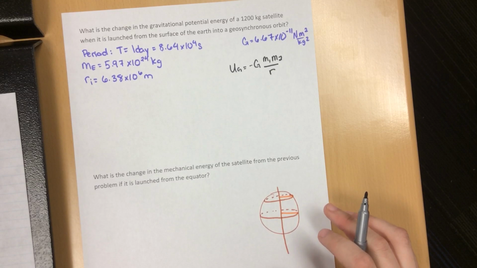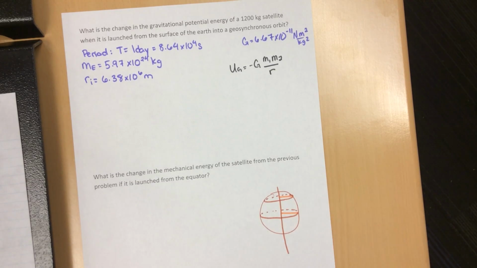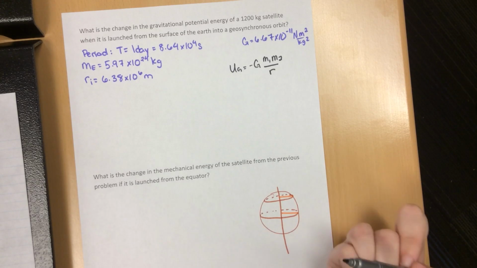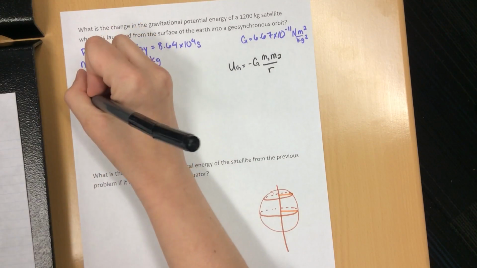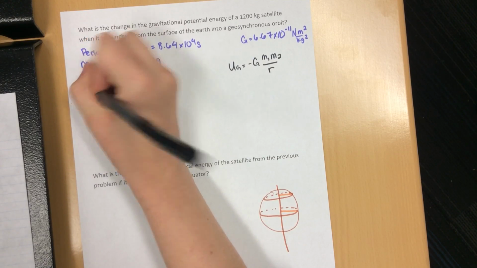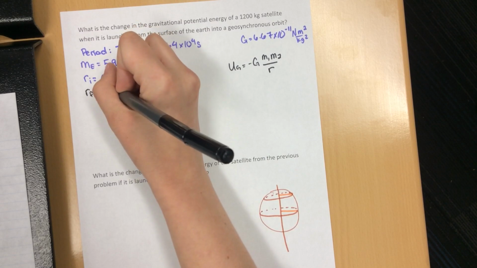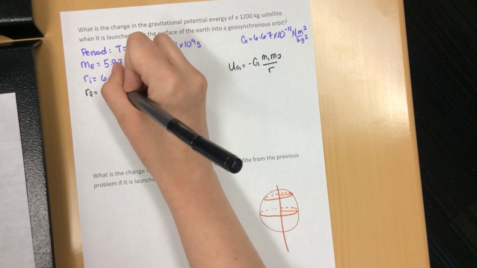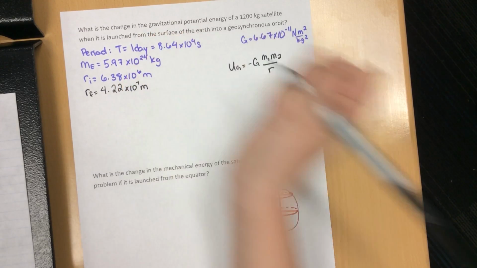We can go through the whole long process of finding the orbital radius of a geosynchronous satellite again, or we can look back into our notes and see that, using Kepler's third law, when a satellite is in a geosynchronous orbit, it has an orbital radius of this.